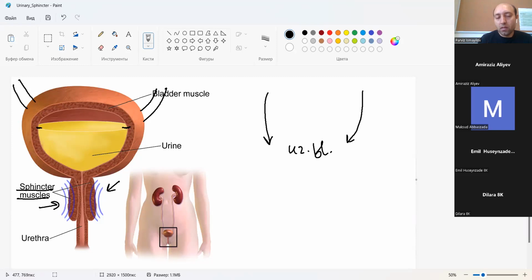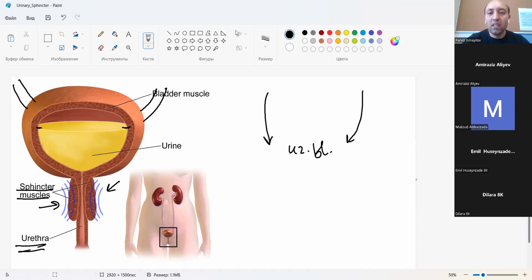So the sphincter muscles, in our body, are closed. This is the reason why urine is not leaving the body. But when we go to urinate, these sphincter muscles relax. As a result, urine will leave the body through the urethra. Okay, so this information is important for the bladder.